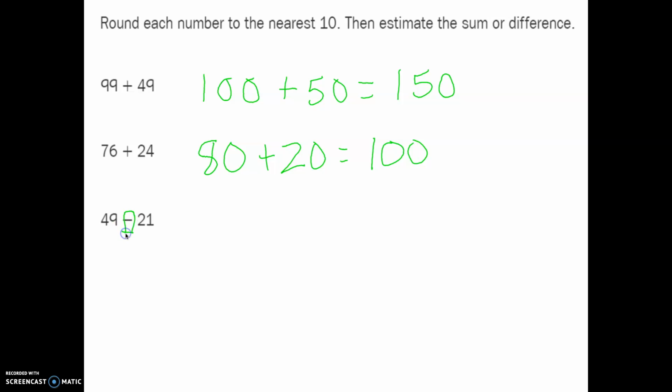That is a subtraction sign. So 49, I'm going to round that to 50. Subtract 21, I'm going to round that to 20. 50 minus 20 is 30.